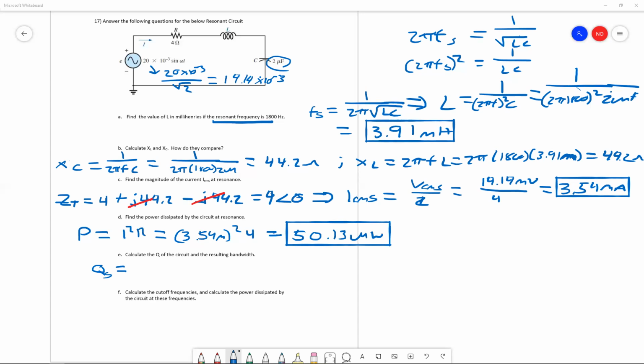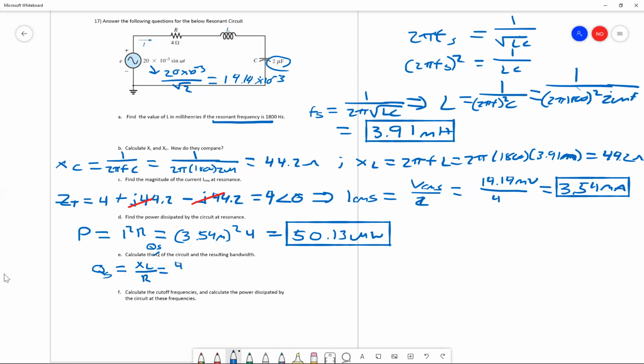If you look on your equation sheet and you go to the section at the bottom, which is series resonant circuits, you'll notice that there is a QS value. That is what they're referring to. It really should have been labeled here, QS of the circuit, okay? So that is used to find the bandwidth. And all we have to do is take the inductive reactance and divide it by the resistance.